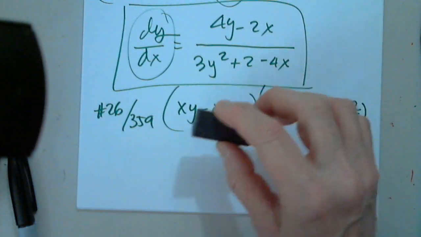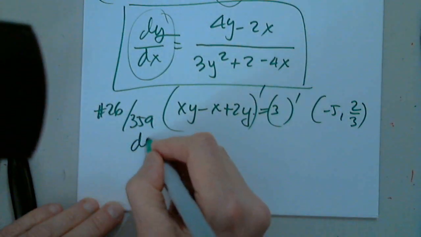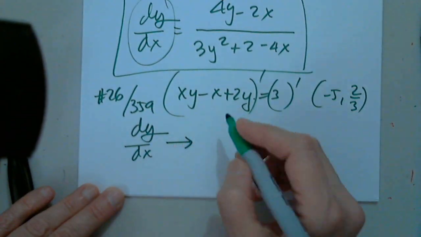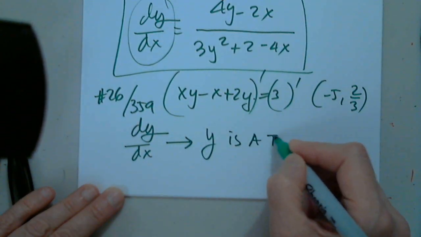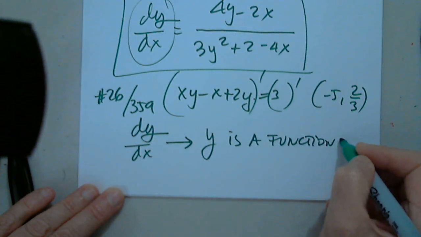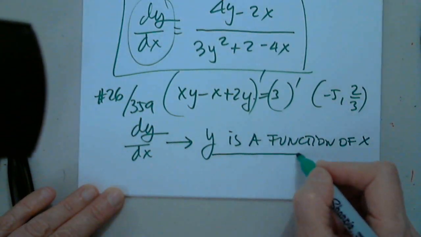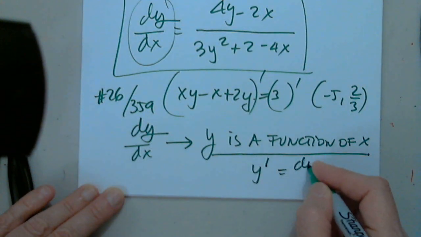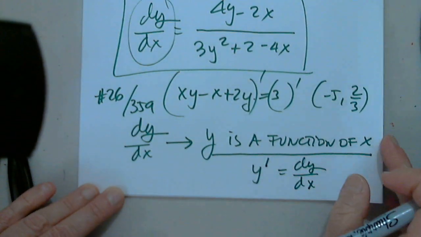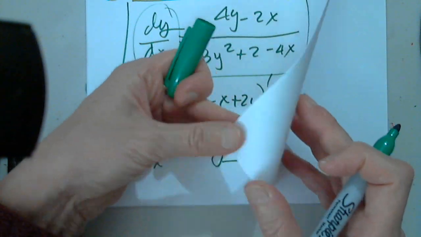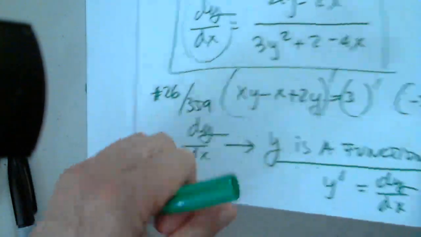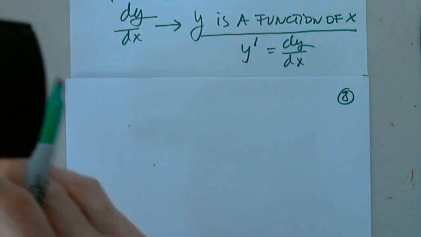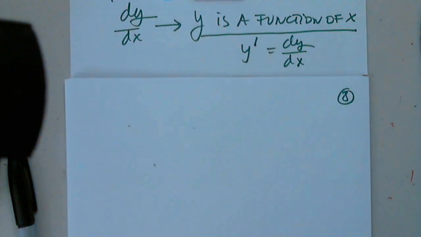So remember, every time I'm asked to find dy over dx, this automatically tells me y is a function of x. Do not forget that, please. So y prime will be dy over dx. Not 1. It's not a variable. It's a function. Okay, good. We're ready. So we're differentiating x times y.